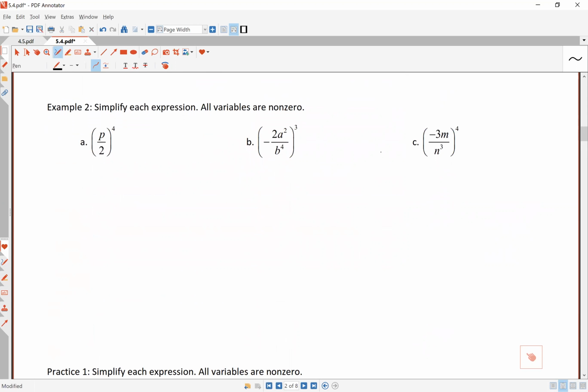Example 2, simplify each expression and assume that all variables are non-zero. That just makes sure that we don't divide by 0 anywhere. Letter A, p over 2 to the fourth, we raise the p to the fourth and the 2 to the fourth. It gives us p to the fourth over 2 to the fourth, which is 16.